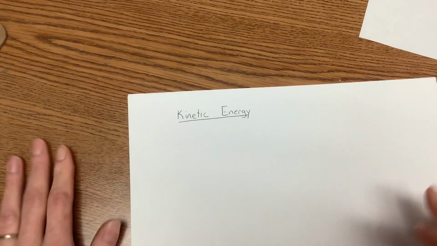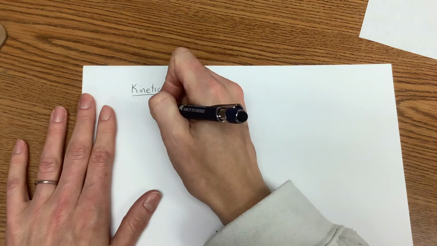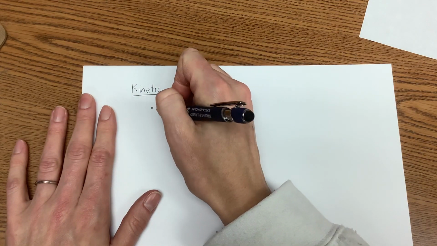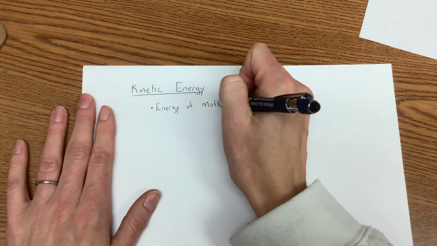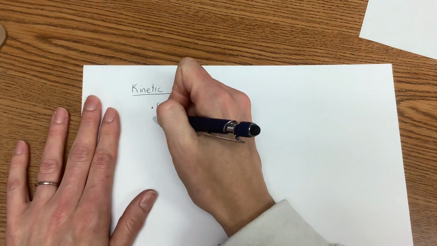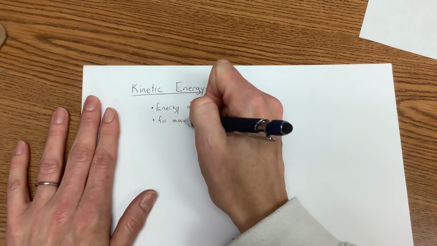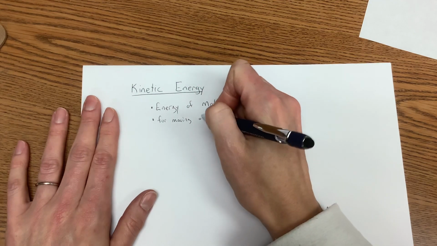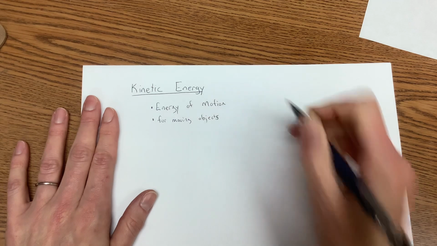In this video we're going to talk about work and kinetic energy. Now, kinetic energy may or may not be a bit of a review for you, so we're going to start at the beginning. Kinetic energy is the energy of motion. It is the energy that an object has because it's moving. So you have to be moving in order to have kinetic energy. If you're not moving, you don't have kinetic energy.